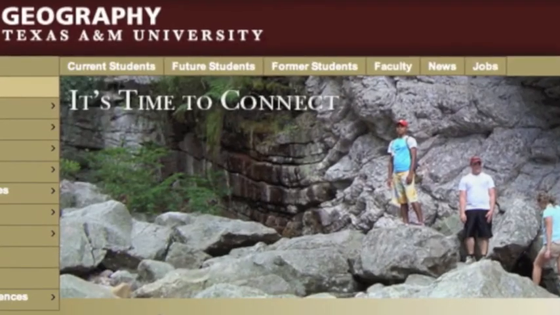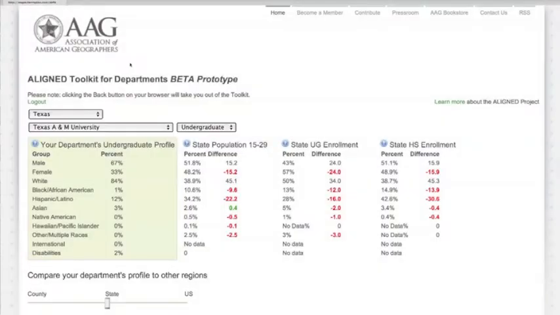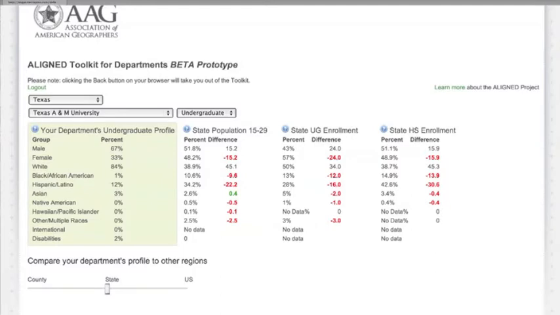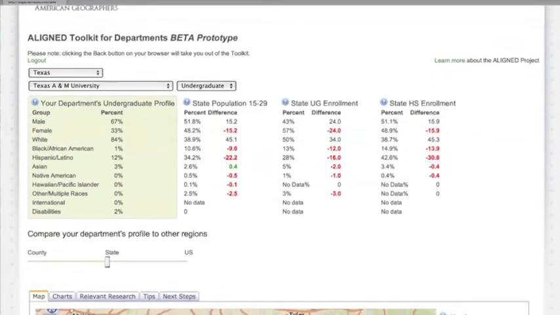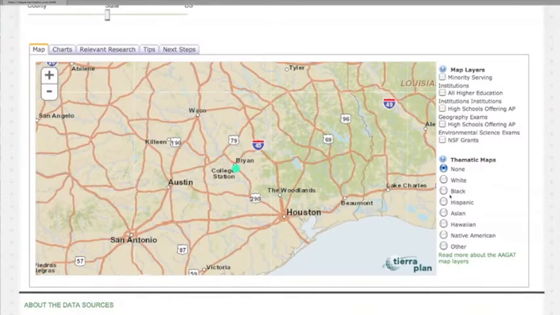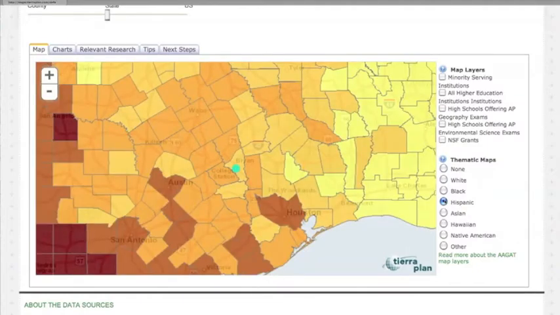Let's look at Texas A&M University Department of Geography. The toolkit makes it clear that while the department has a rather high Hispanic and Latino population compared to most geography departments, there is a real strong opportunity in the state for engaging more Hispanic and Latino youth. Looking at the map, we can see on the layers of census data where these Hispanic young people are.